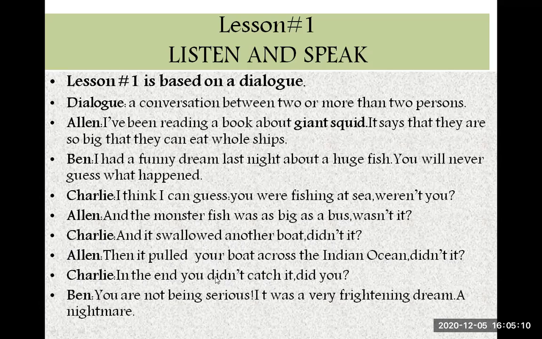Now what they are doing, they are actually guessing what Ben saw in his dream. And they are just joking. Ben says, you are not being serious. It was a very frightening dream, a nightmare. So now we have come to know what we call a frightening dream: a frightening dream is called a nightmare. Let's go to the next slide.